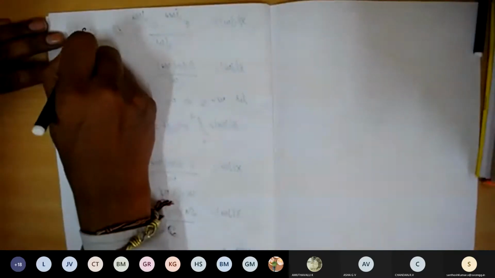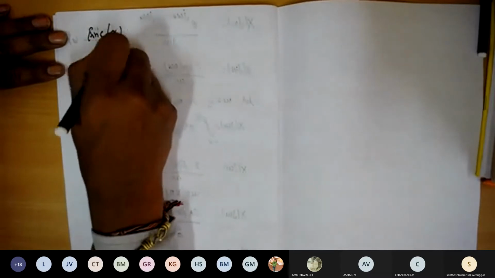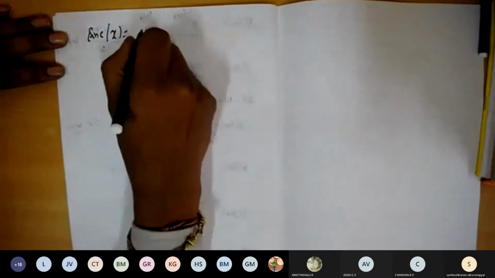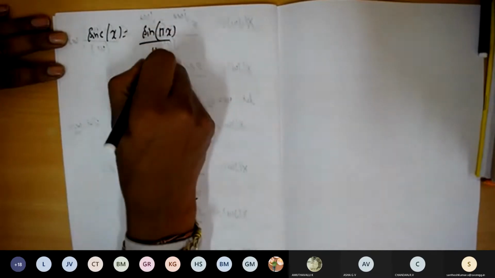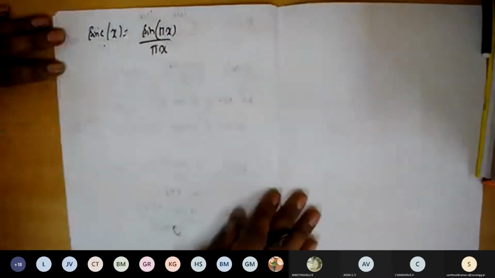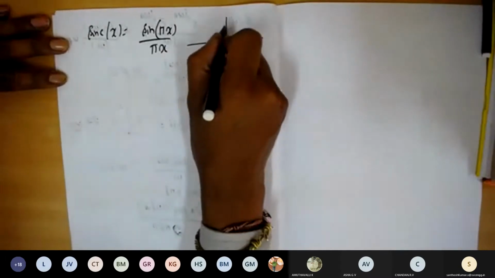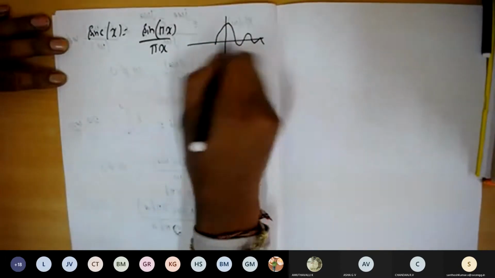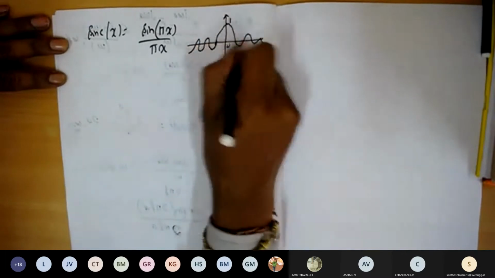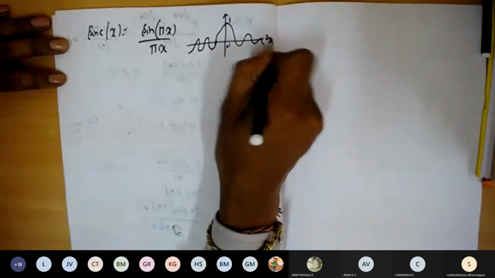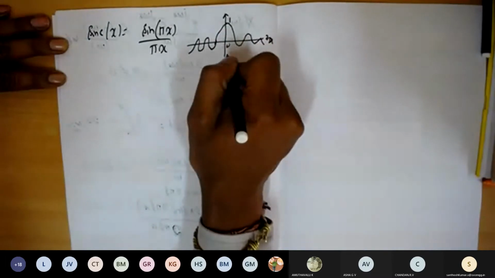The sinc function is given like this. It is called sinc x, and it is nothing but sine pi x divided by pi x. At x is equal to 0, it has the value 1, and elsewhere the signal moves like this. This is called the sinc function.